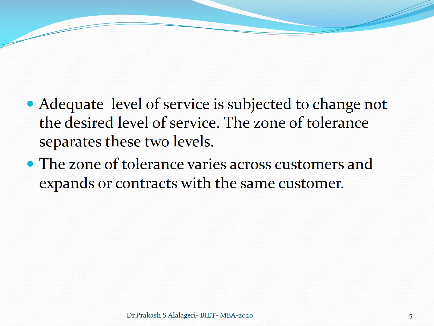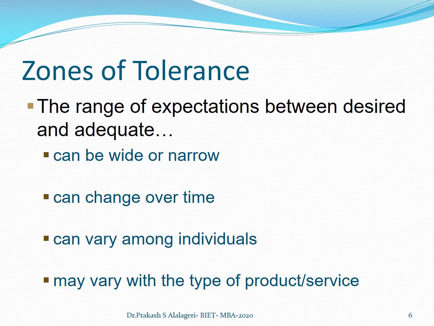So this you can see here, right? The adequate level of service is subject to change, not the desired level of service. The zone of tolerance separates these two levels. That's what we have been telling. The zone of tolerance varies across customers and expands and contracts with the same customer. See there, right? It varies with the customer, and it also varies with what we are buying. Say, for example, it also varies within the industry.